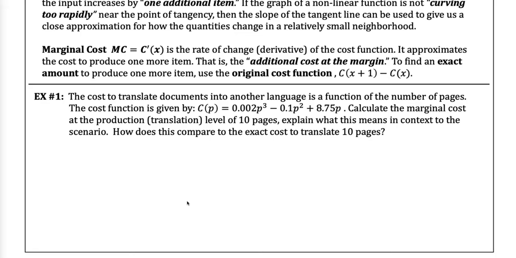So the cost to translate documents into another language is a function depending on the number of pages you have. The cost is given by that equation. Calculate the marginal cost at the production level of 10 pages. So marginal cost is the derivative. Marginal cost sounds terrible, but the actual thing is pretty easy to find. So we need to find c prime of x.